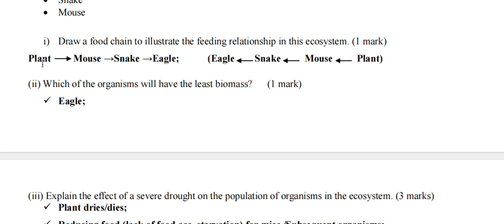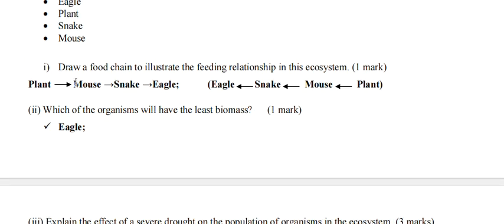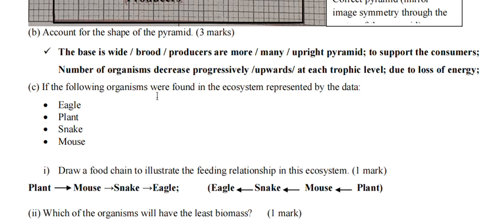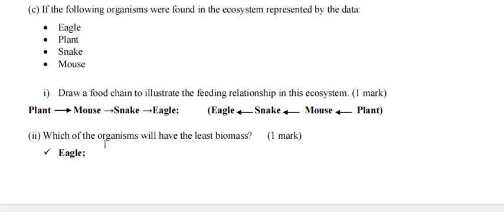The reason is, as you move from one trophic level to another, that is from producers to consumers, at each trophic level there is a loss of energy in form of heat through defecation, through sweating, through decomposition, and all others, and also respiration, and thus the number of organisms reduces, and also the dry weight, which is the biomass of the organisms, reduces.